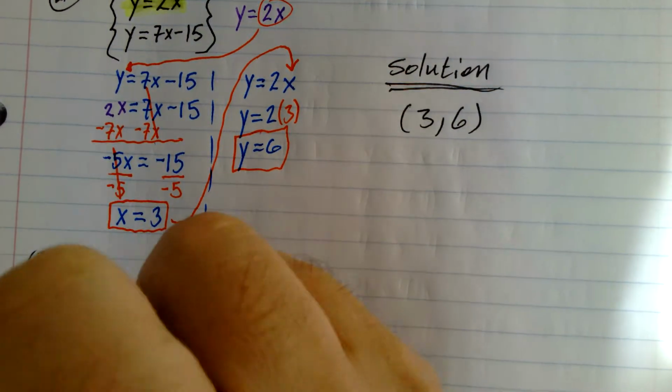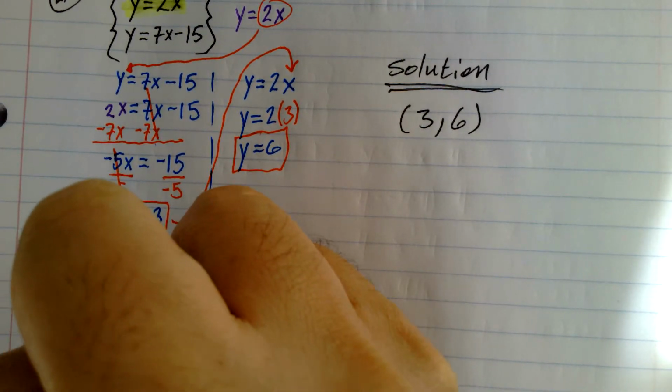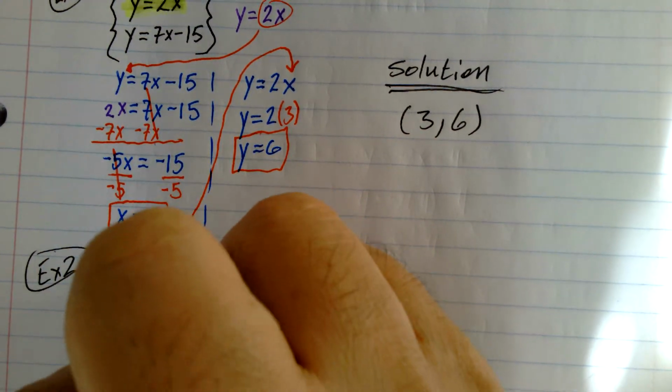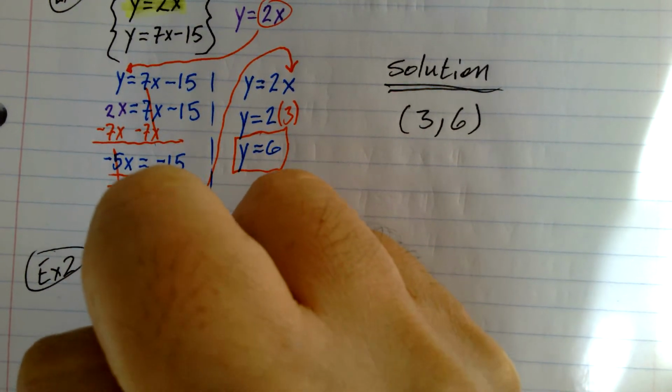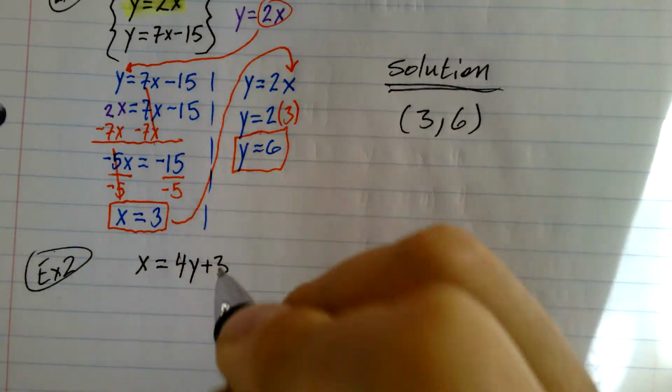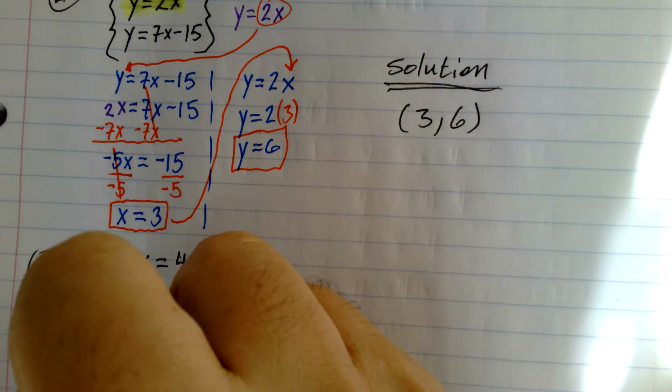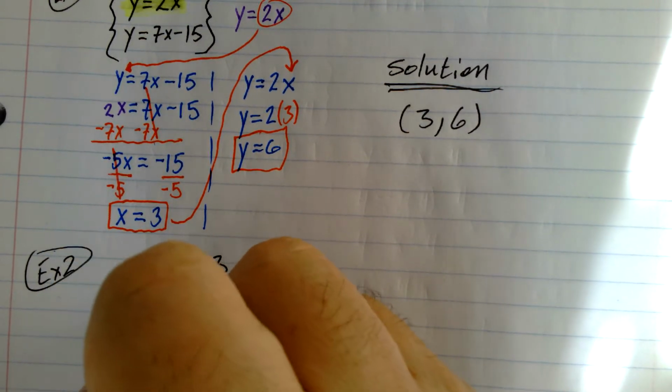Let's do example 2. All right, so let's write a system. This time I have x equals 4y plus 3 and x equals 7y.